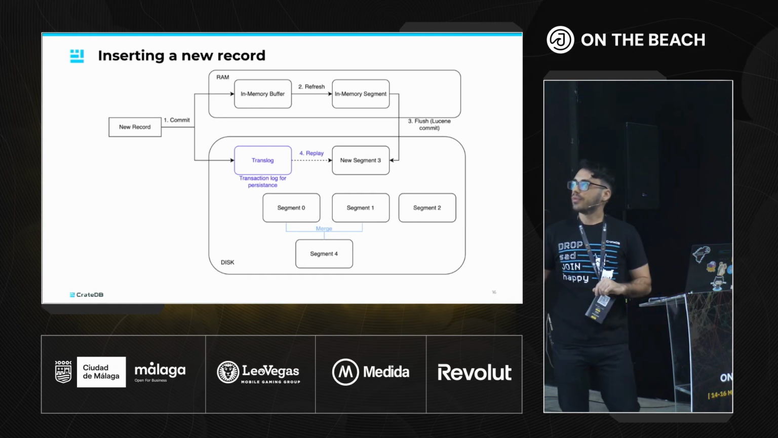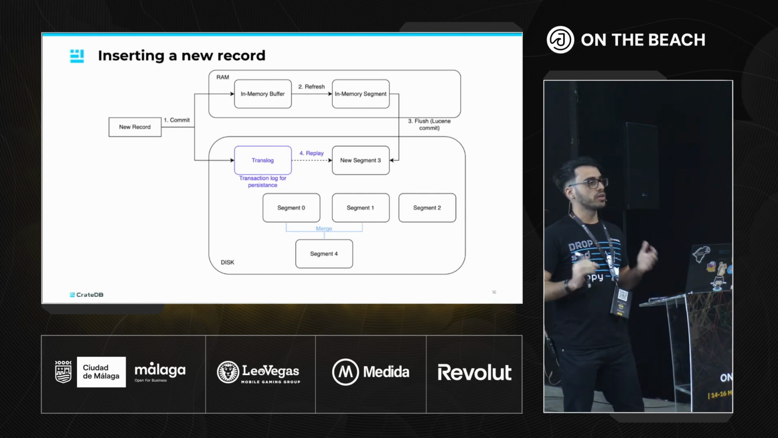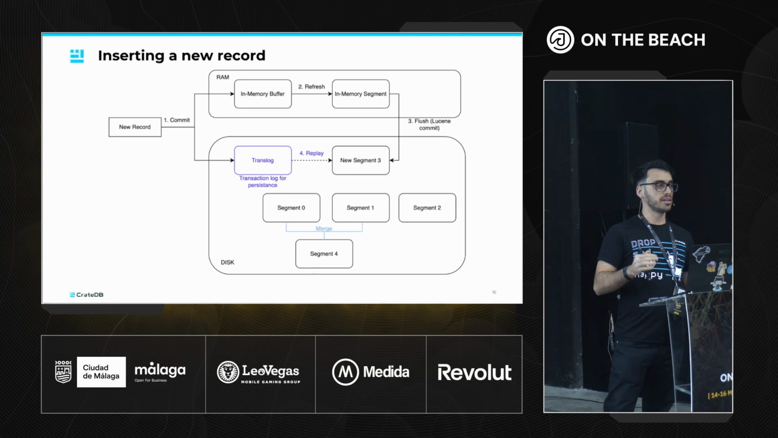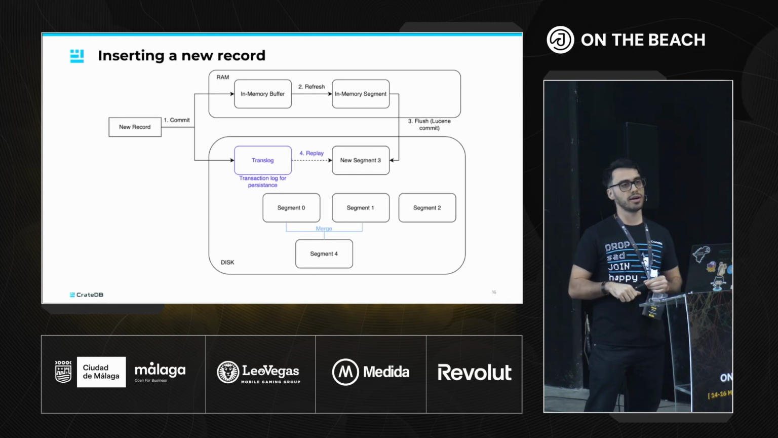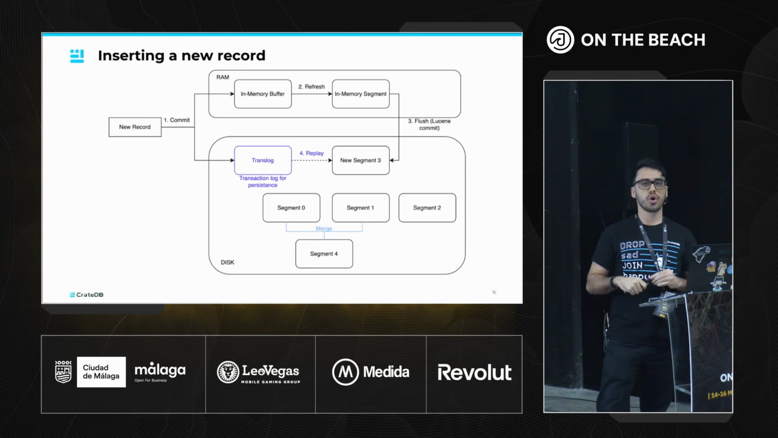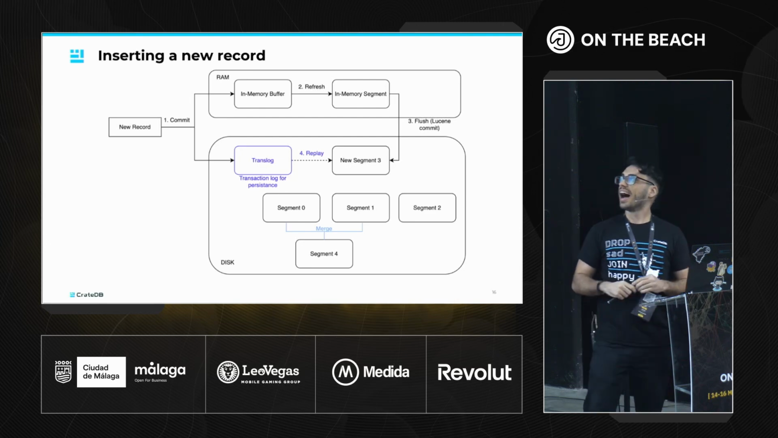So every time we insert a new record, two things happen. First, we commit it to the translog. A translog is a transactional log. If you come from Postgres, they call it a write-ahead log. So if your node goes down, we can replay the operations and you don't lose data, which is great.